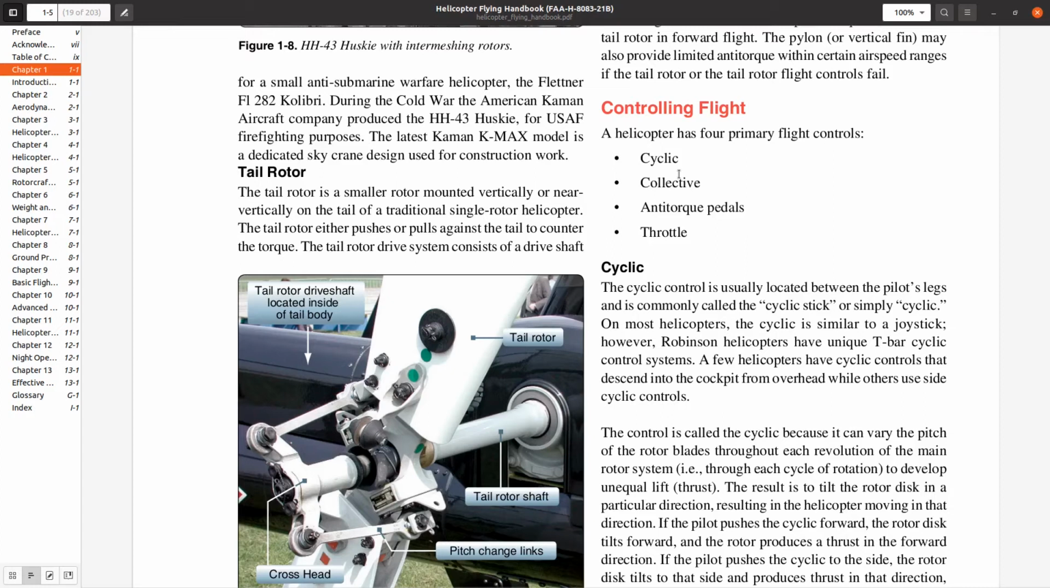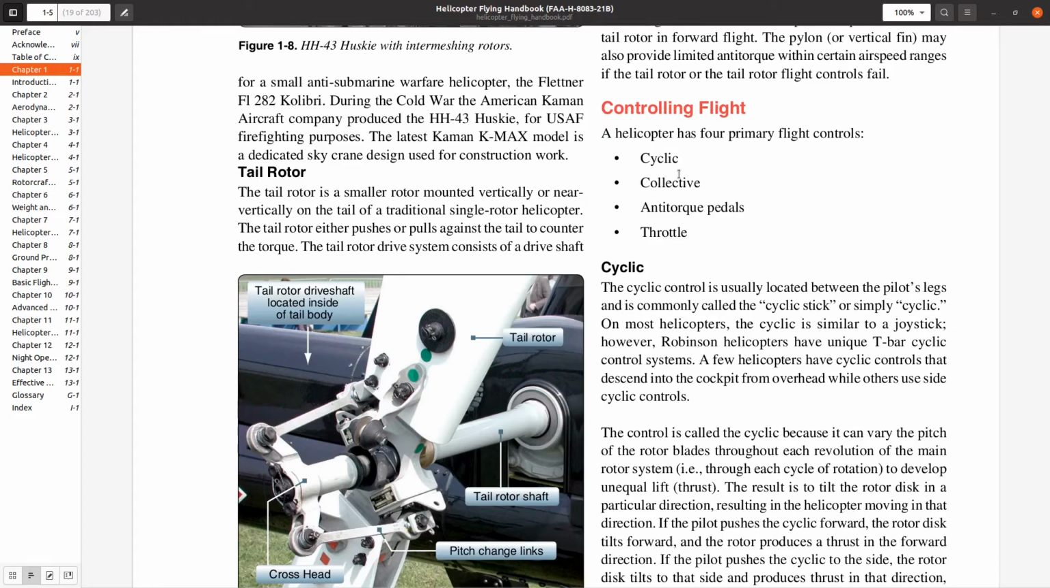So if you're hover taxiing, which is taxiing just a foot or two above the ground, and you're trying to make a turn, you can make what they call a pedal turn, and you basically just push the pedal and you turn the helicopter, as opposed to tilting the helicopter like you would in flight.